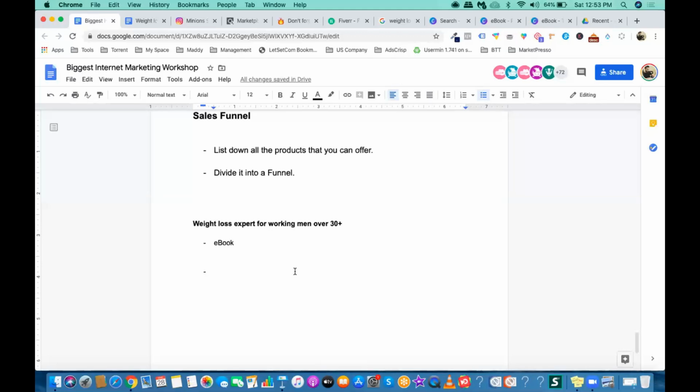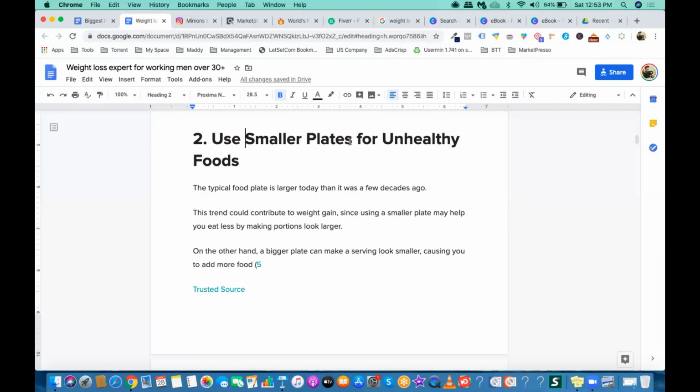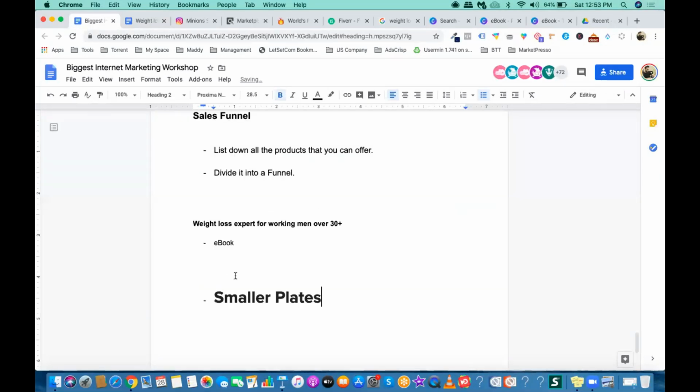What we were doing is we were trying to get some clues about what kind of products we can have in the funnel. Now we got a clue that we can have smaller plates. I'm not creating the funnel right now, but I'm writing down the clues of the kind of products that I can have in the funnel.